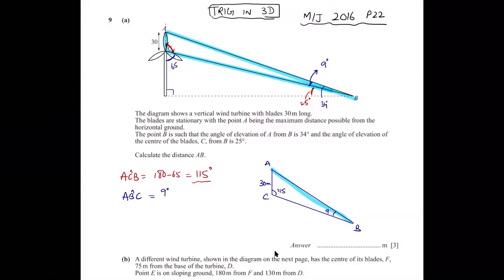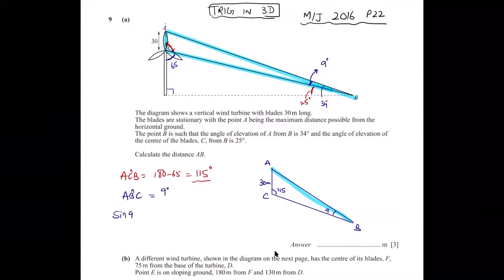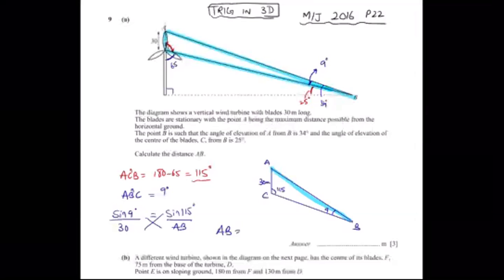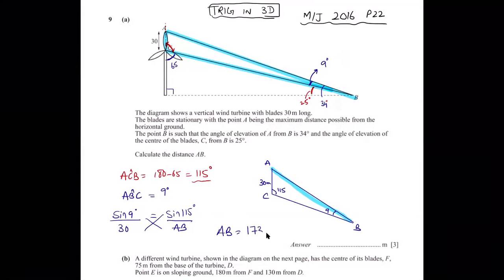Yes. And how am I going to use it? Sine of 9 degrees upon 30 is equal to sine of 115 degrees upon AB. You can just cross multiply and find the value of AB. So 30 times sine of 115 divided by sine of 9 degrees is going to be 173.8. In exam, please make sure that you write the answer in the space provided. Okay? You need to write down the final answer in the space provided.